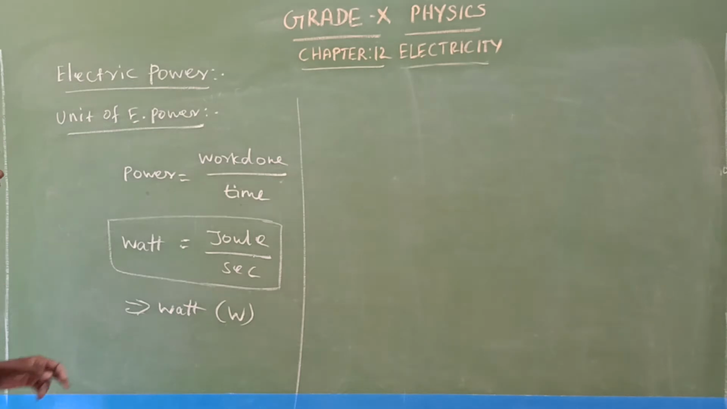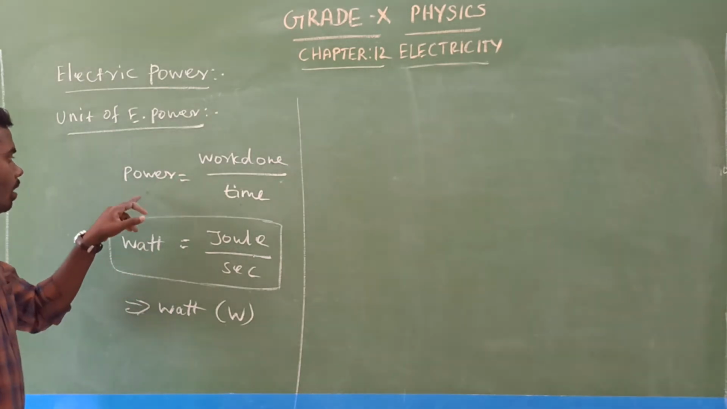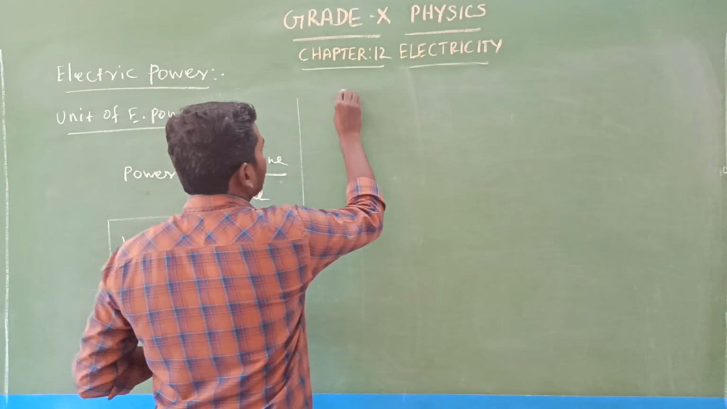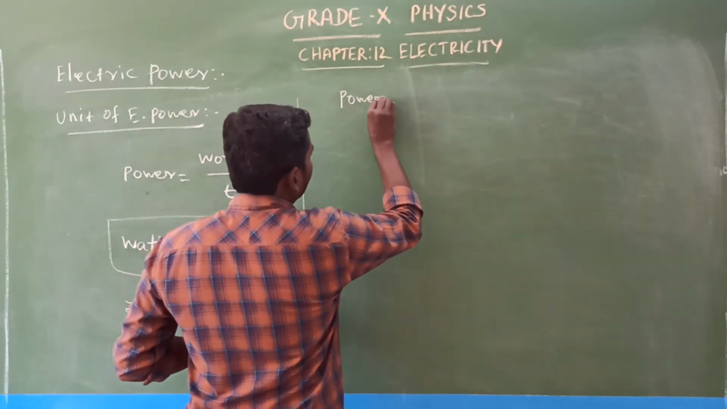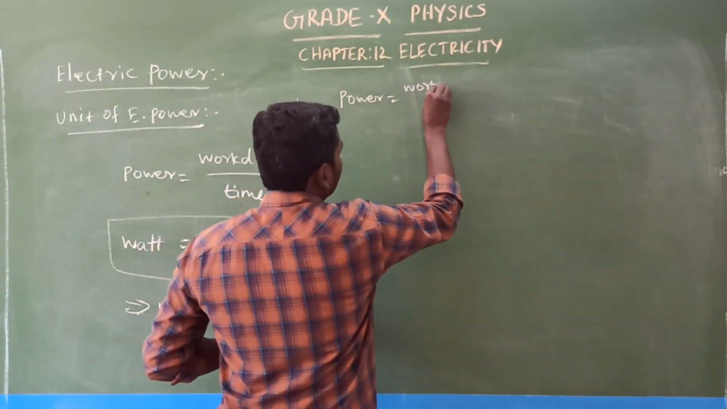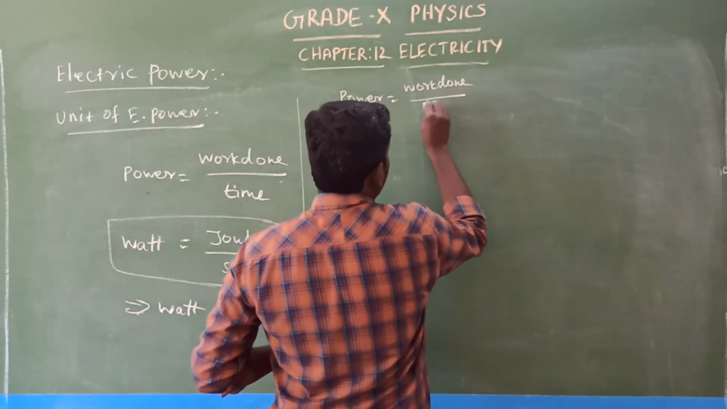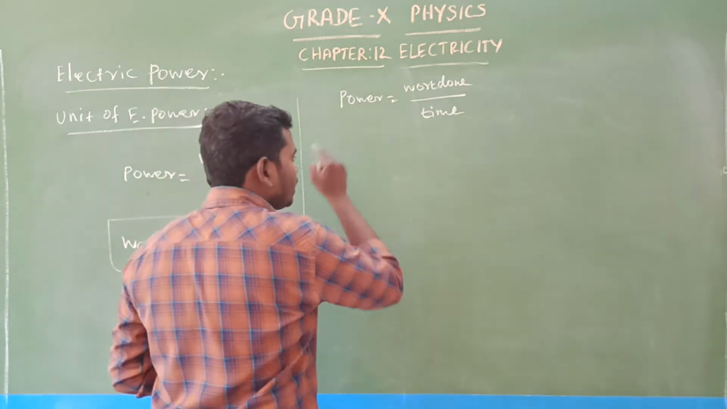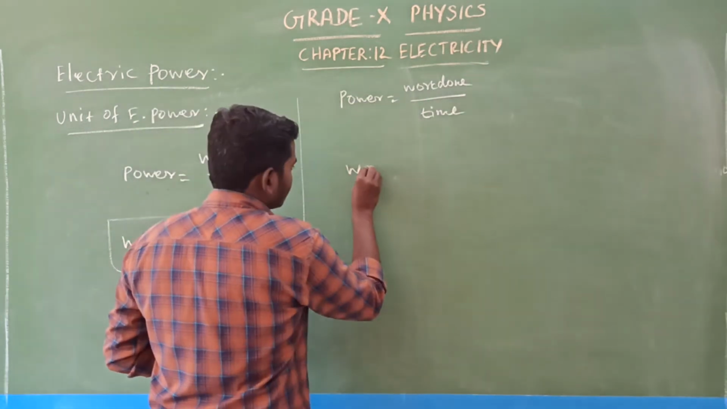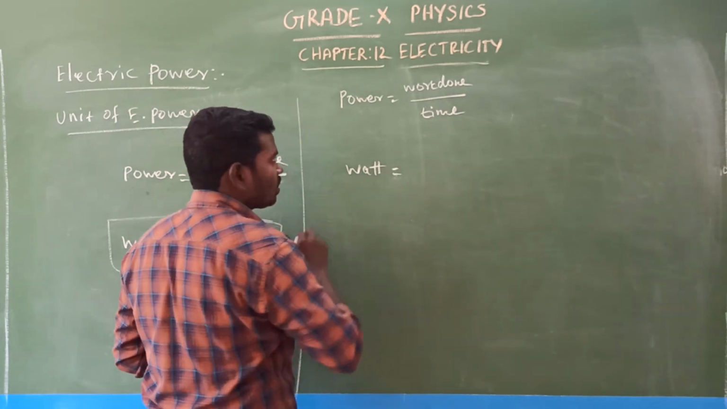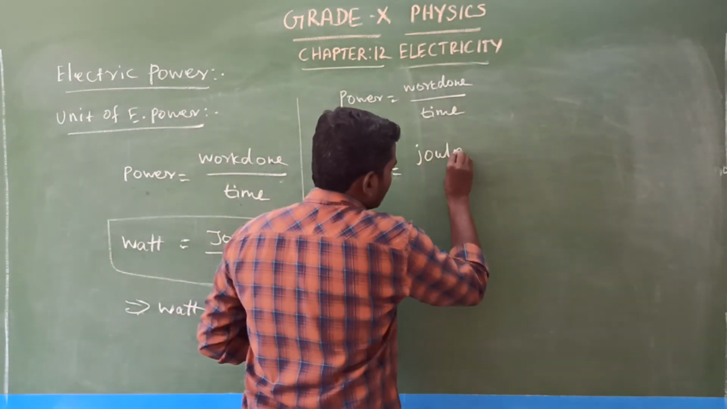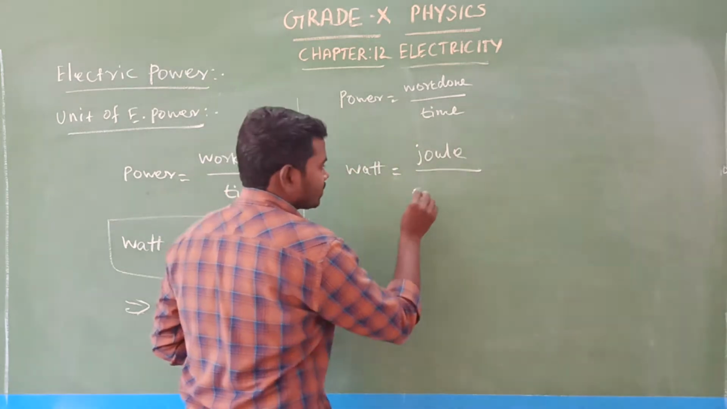So already we know power is equal to work done divided by time. Power equals work done divided by time. Am I right? Yes. So the SI unit of power is watt. Watt is equal to the SI unit of work done, joule, divided by time, seconds.